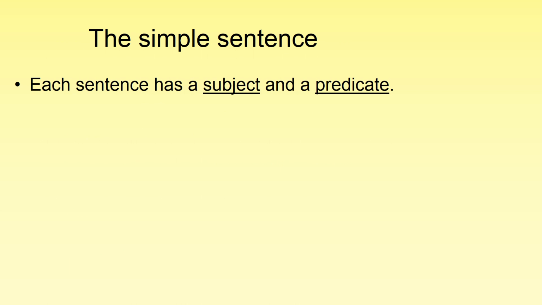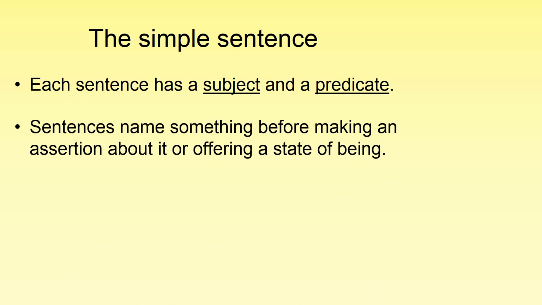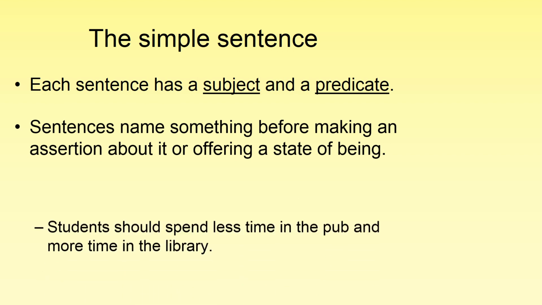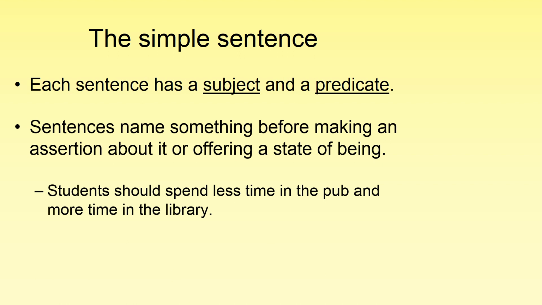Let's take a look at the simple sentence. We know that each sentence has a subject and a verb, but a sentence also will have a predicate. A predicate is simply what comes after the subject. It's quite an easy term. There's going to be a subject, and there's going to be something about that subject. It's just that simple. So let's take a look at an example.